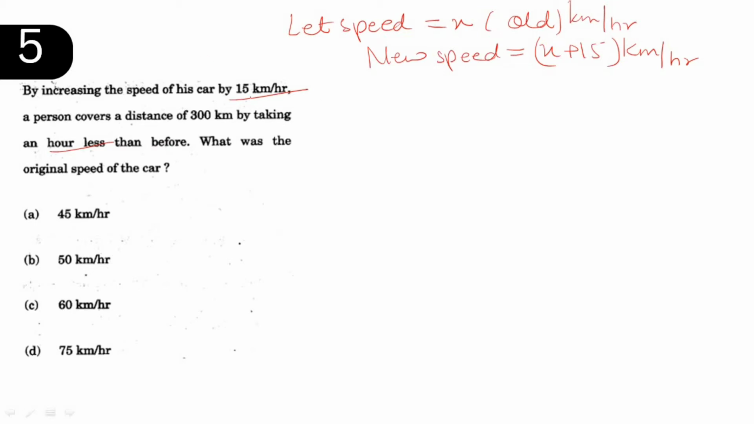So earlier the time he would have taken to travel this distance is 300 upon x. This was the old time. What is the new time? New time is 300 upon x plus 15. And we know the difference between these times is 1 hour, because it is written that an hour less than before. So this is a simple equation. We have to just solve this equation.